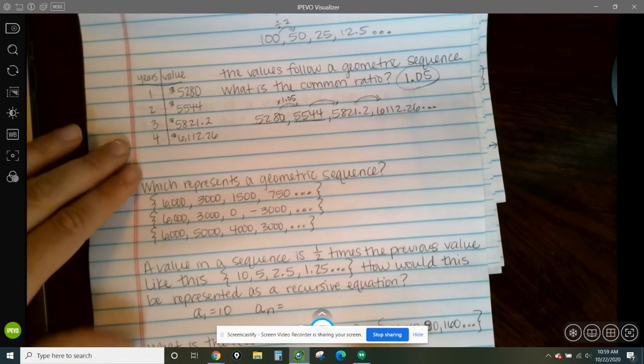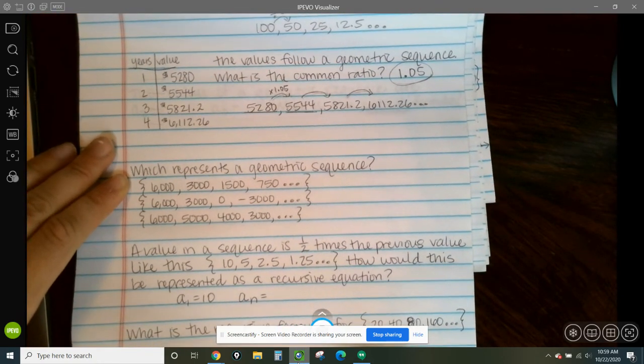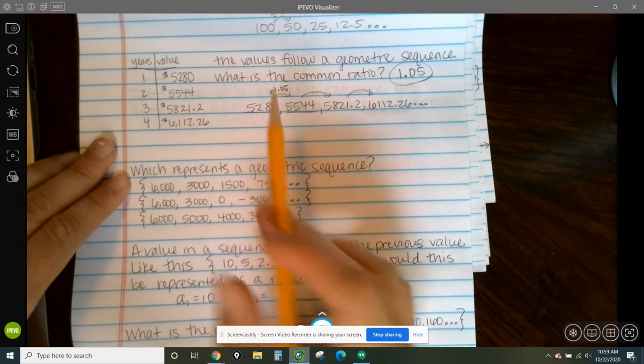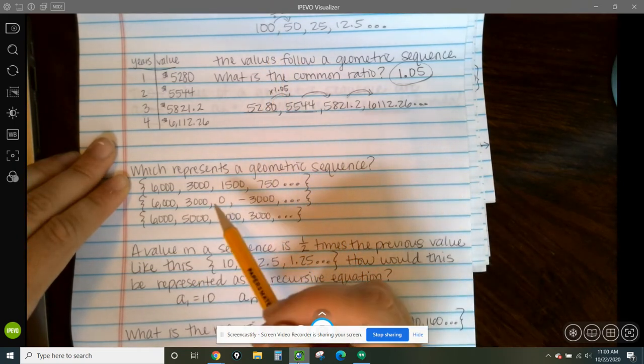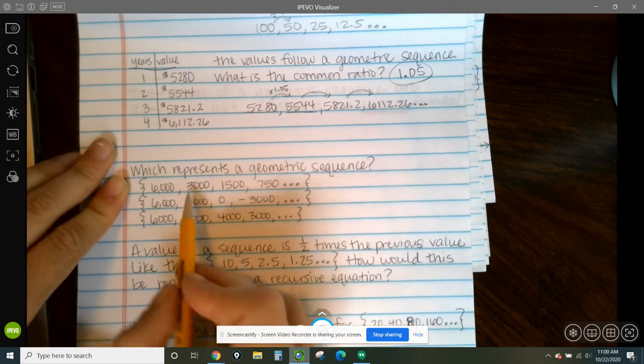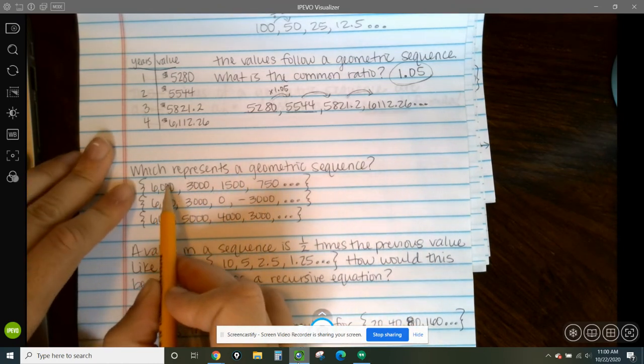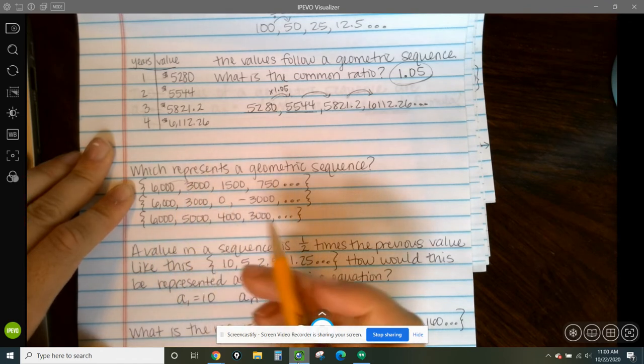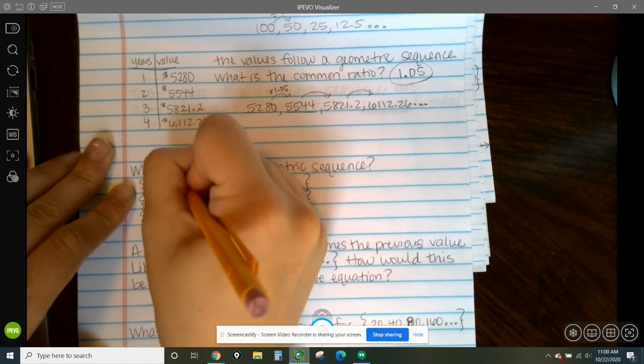Okay, next one. Which represents a geometric sequence? So remember, we just talked about up here, a geometric sequence is a sequence that's either multiplied or divided by the same thing every time. So let's look at what's happening here. So 6,000 to get to 3,000. What did they do? Well, that's divided by 2, right?